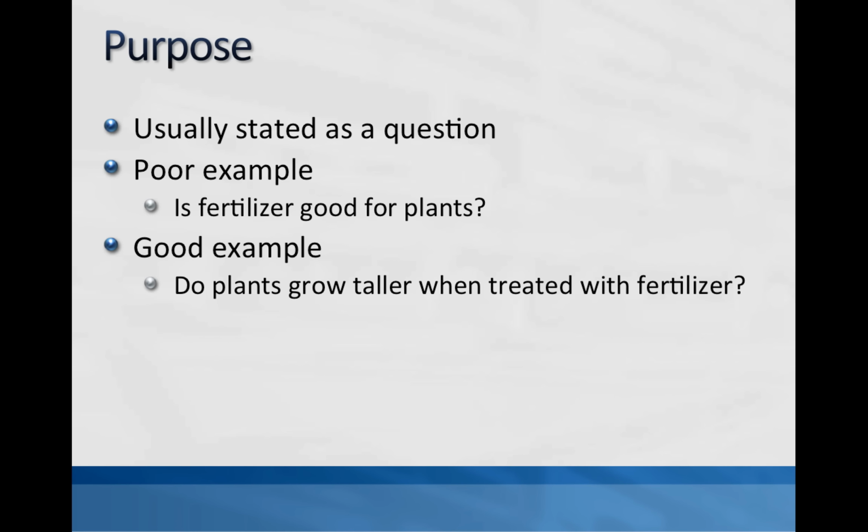So the purpose of the research, we're going to go through step by step of how you do the steps of the scientific method. And the first thing is the purpose, the observation, and it's usually stated as a question. And the question has to be a good question. In other words, you need to exactly say what you're questioning.